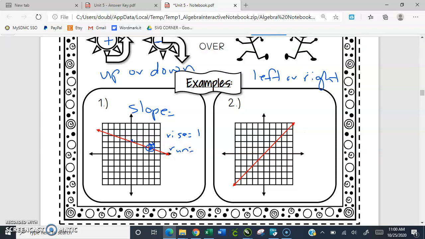And how many did I go over from this point? I went over 1, 2, 3 to get to that point. So my run is 3. Now I know that my graph is going down, so that means my slope is negative. I want to go negative 1 over 3. And remember, it's rise over run. My graph is heading down like a plane's landing.